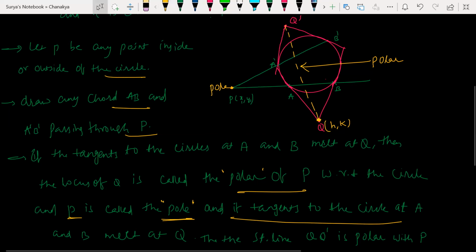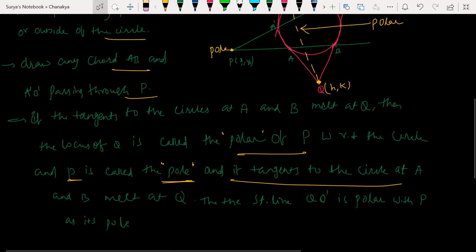And if the tangents to the circle at A and B meet at Q, this tangent and this tangent meet at Q. Then P is called the pole, when these two tangents are meeting at some point, right?